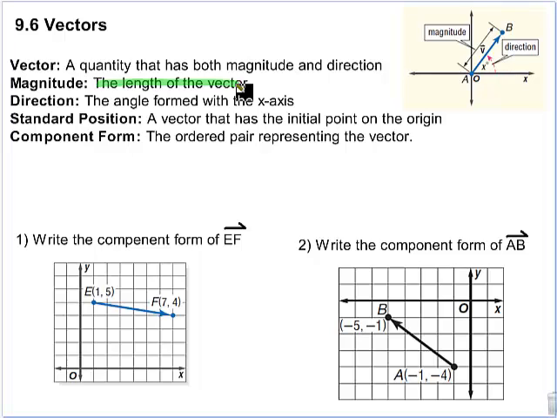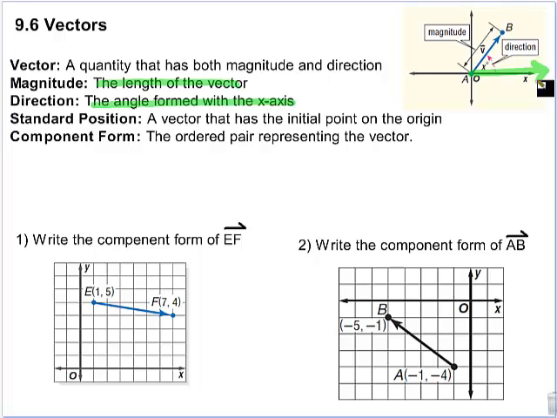Direction is the angle that's formed with the x-axis. And it's always our x-axis going off to the right here. So we would need to figure out what that angle measurement is, and we would be able to do that using sine, cosine, or tangent to find the angle measurement. Okay, so a vector has both magnitude and direction.